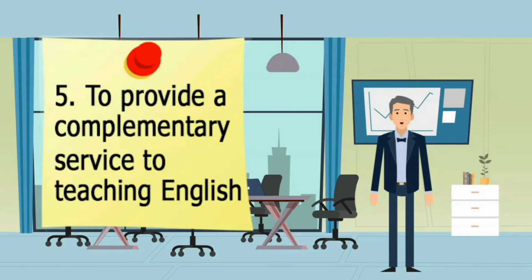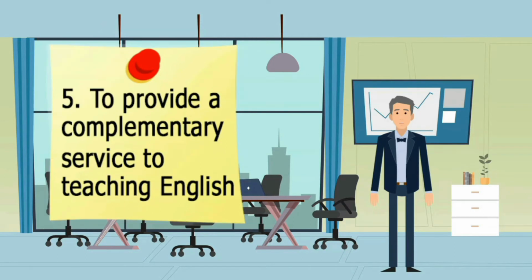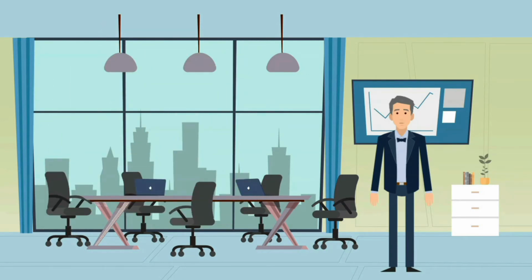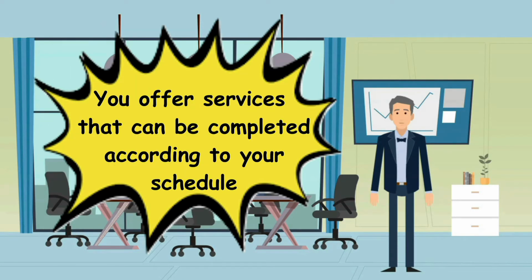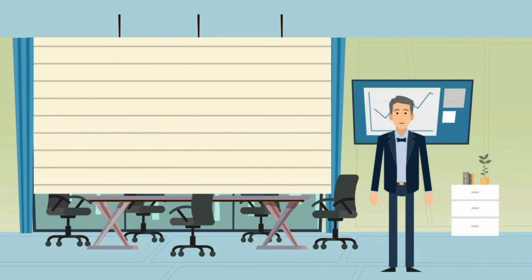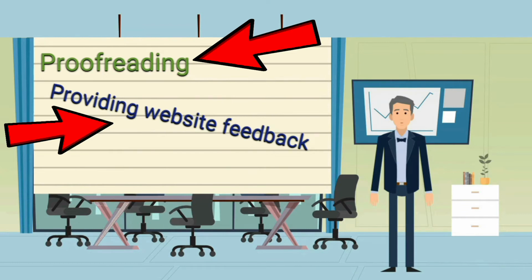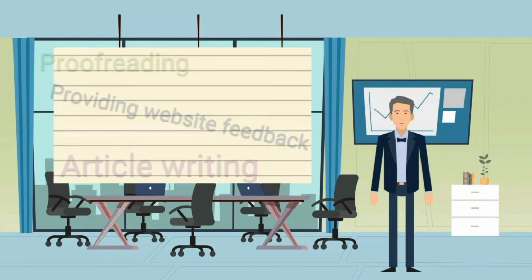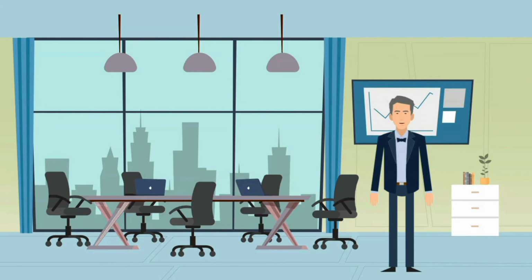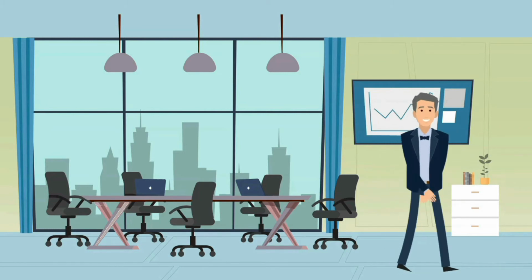The fifth way is to provide a complimentary service to teaching English. This is where you don't need to teach a student. Instead, you offer services that can be completed according to your schedule. This could include proofreading, providing website feedback or article writing. You can consider this as a good alternative to one-on-one teaching, especially if you find that you are unable to commit to dedicating a teaching space.